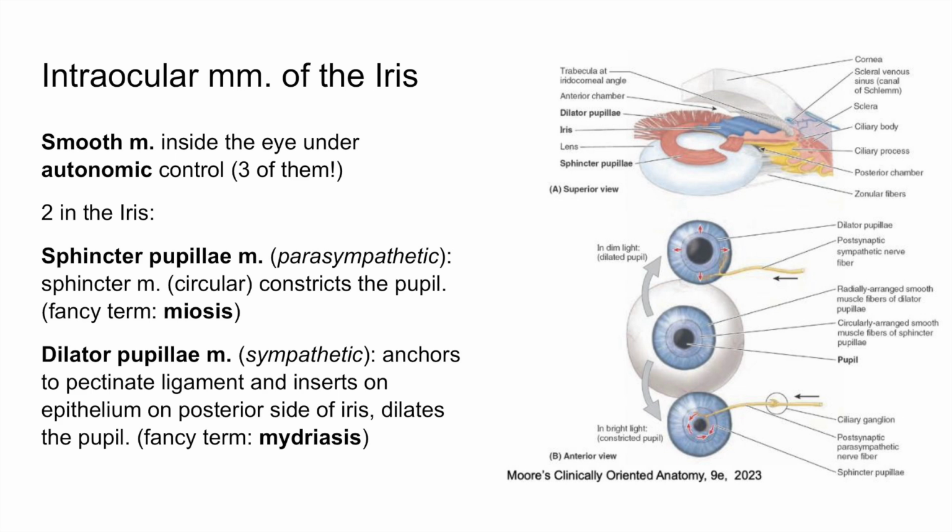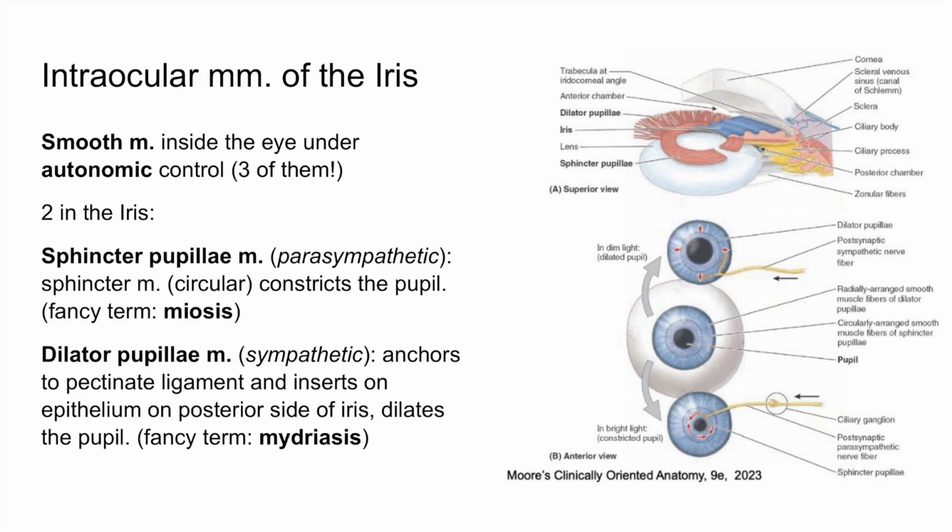Clinically, activation of this pathway occurs in bright light to limit the amount of light entering your eye, and in contrast, the dilator pupillae muscle is under sympathetic control, which is your fight or flight system. And this muscle is arranged radially, like spokes on a wheel. And when it contracts, it pulls the pupil open, causing dilation, or what we call mydriasis. Okay?